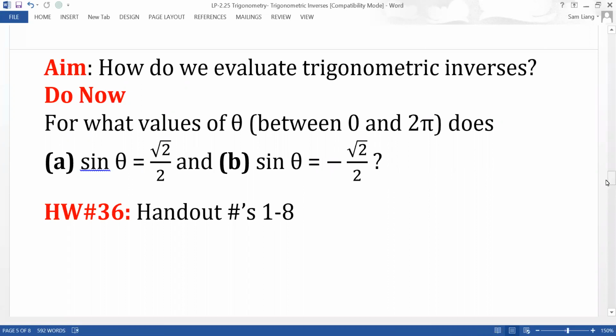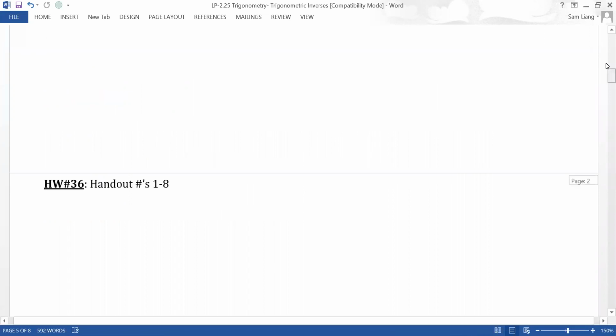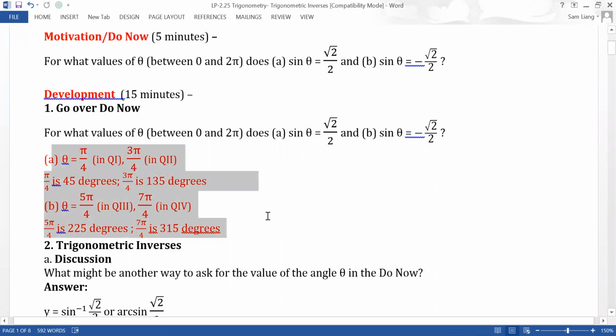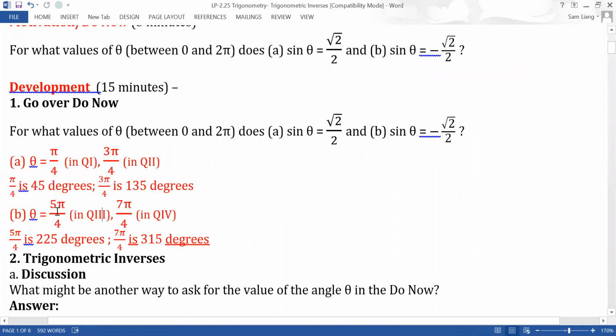So part A, it's going to be 45 degrees and 135. It's right here. And then for part B, it's 5 pi over 4 and 7 pi over 4. Okay. So pi over 4 and 3 pi over 4, that's 45 degrees and 135 degrees. That will give us a sine value of root 2 over 2. Then for part B, sine of 5 pi over 4 and sine of 7 pi over 4 gives us negative root 2 over 2.